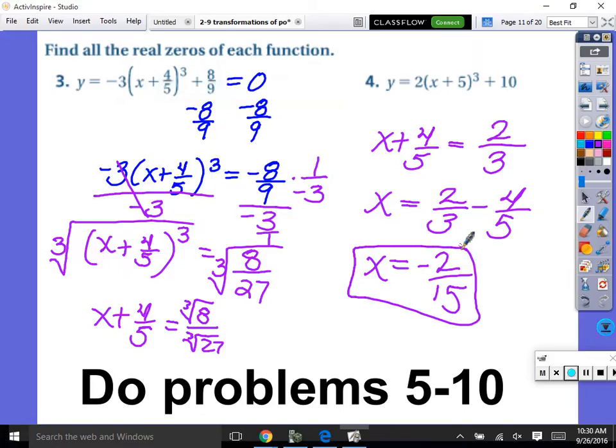Any questions? Wait, what do you mean by doing 2/3 minus 4/5. And then change it back to a fraction. Okay, well, you guys are behind in the game here. Okay, awesome.